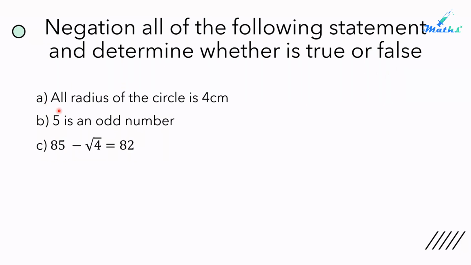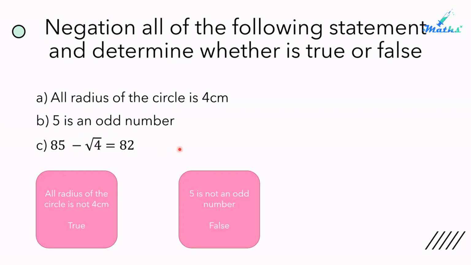As you can see here, this is the first example. All radians of the circle is 4 cm, and when you negate it, it becomes all radians of the circle is not 4 cm, and it is true. The radians of the circle can be any number. And the second question is 5 is an odd number, and when you negate it, it becomes 5 is not an odd number, and it is false. 5 is an odd number.